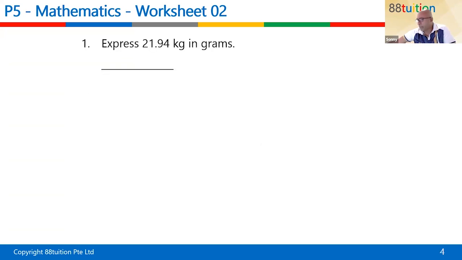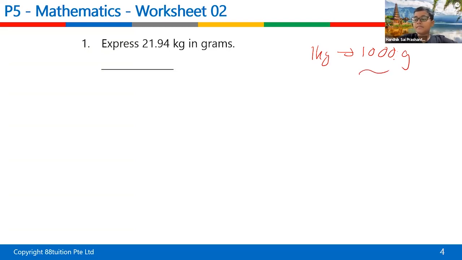Okay. The first question is rather easy. Express 21.94 kilograms into grams, right? I'll just warm up with you first. 1 kg equals 1,000 grams, right? Yes. All right. So what's the answer?